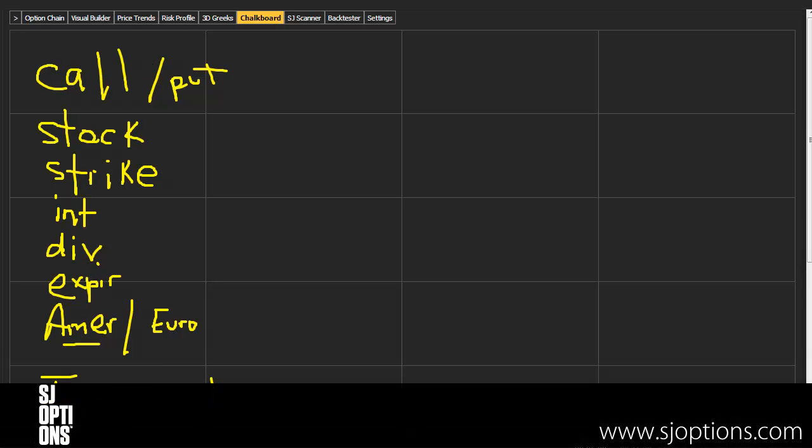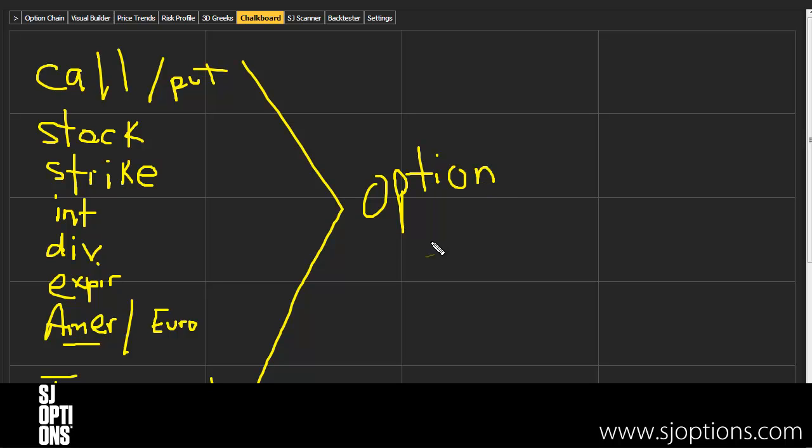All these items, we put them into a pot, and the model does all these calculations, and we get an option price. Were you guys aware of that? Any questions on that? Now, these are not calculations that you have to do. Whatever broker you have will do that for you. But I think it's important that you know the different items that go into the option pricing model.